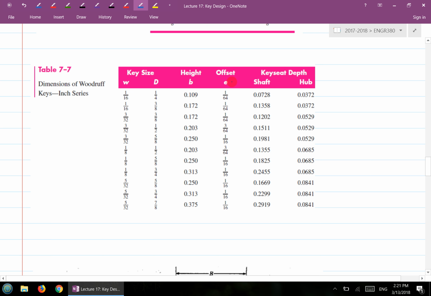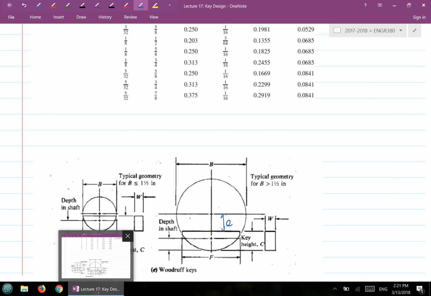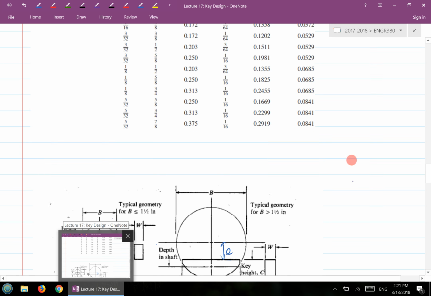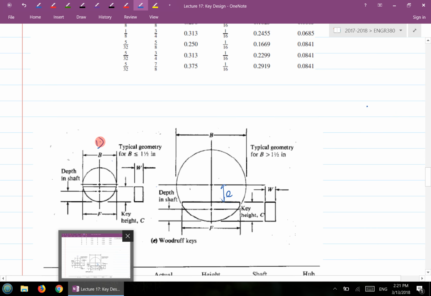So if you look at table 7-7, it gives you the key size W and the D. So this is W right here, and D. I think the D here is basically the B value. So this is the B over here. This is D.